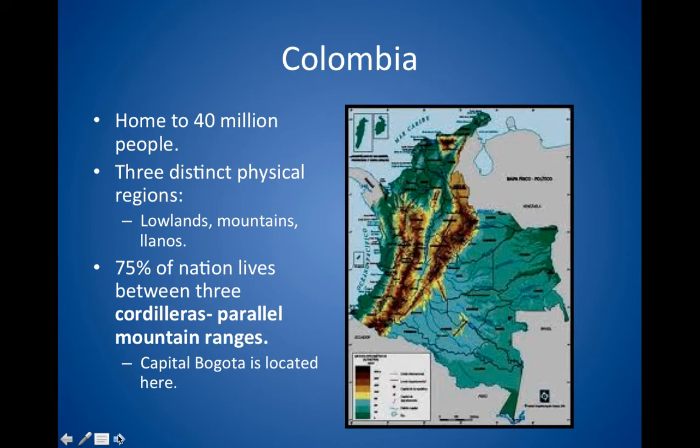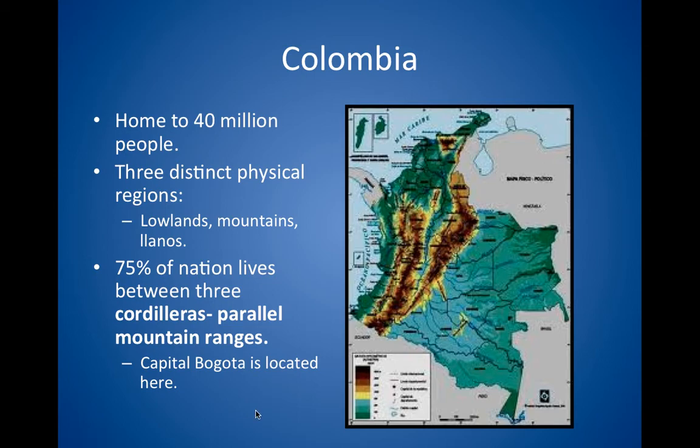Its population is around 40 million, and it makes it the second most populous country on the continent next to Brazil. Now, like neighboring Venezuela, Colombia has three distinct physical regions. They have the lowlands, the mountains, and the llanos, or grassy plains. About 75% of the country's people live in fertile valleys between three cordilleras, or parallel mountain ranges, of the Andes. Bogota, the capital of Colombia, is the largest city, and it lies on a high plateau of the Andes.